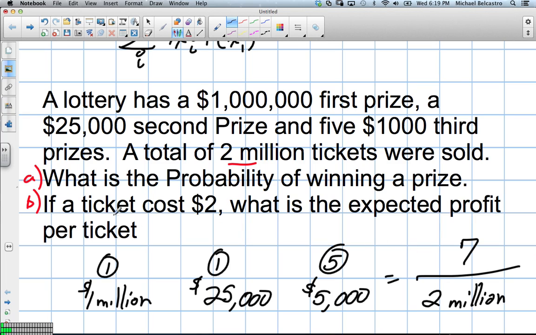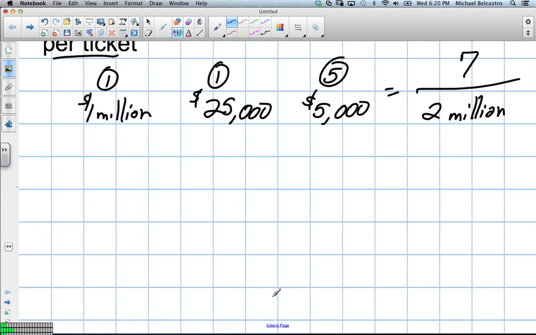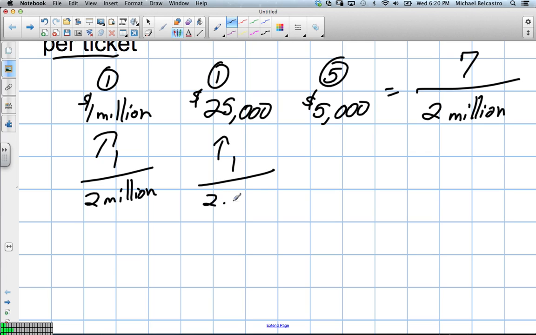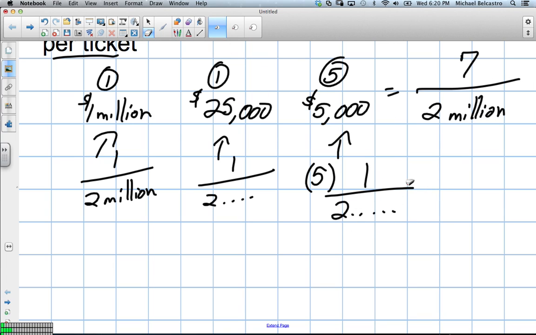The second question says, if a ticket costs $2, what is the expected profit per ticket? Well, expected profit deals with how much we're going to make and the probability of making it. The probability of winning $1 million is 1 in 2 million. I'm just going to use dots to write million after. The probability of winning $25,000 is, again, 1 in 2 million. And for winning $1,000, there are 5 chances at it, but you still only have a 1 in 2 million chance of winning each, so you could say 5 in 2 million.